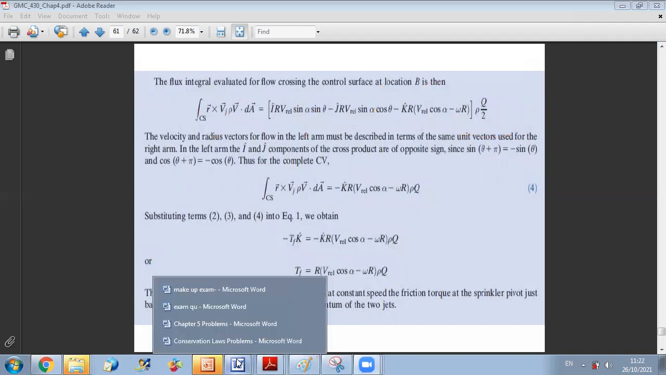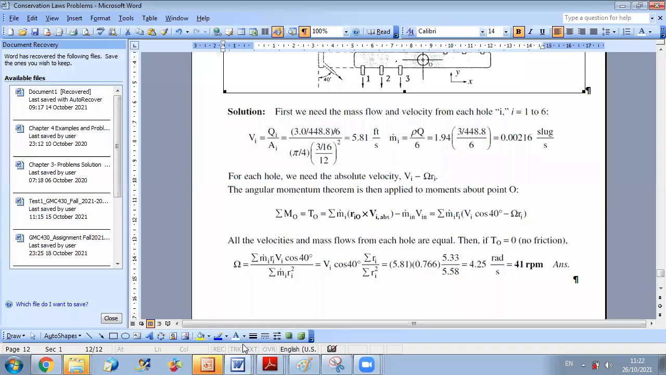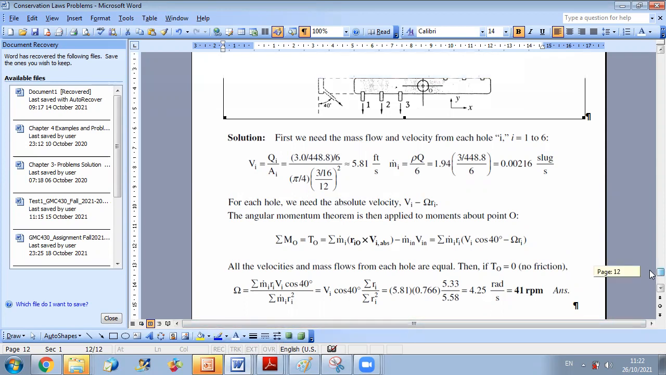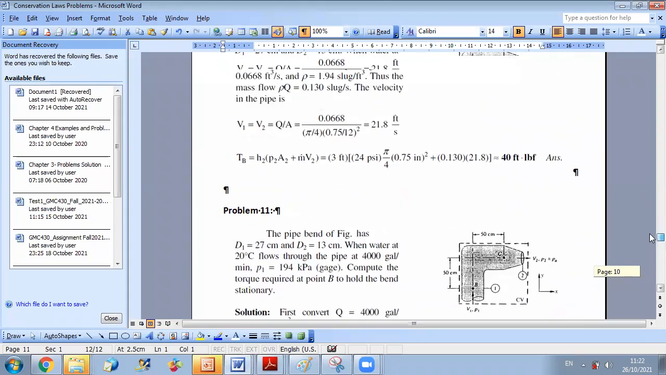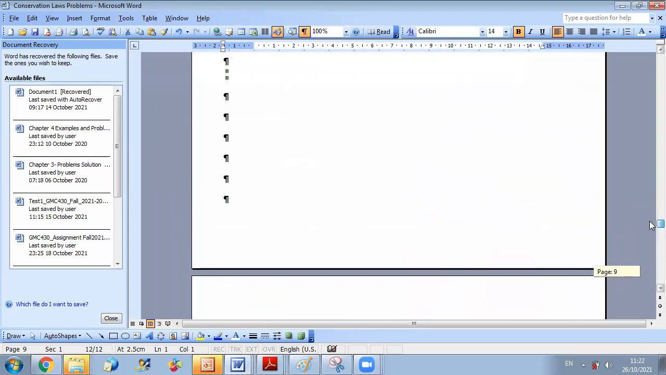I already posted for you problems on the different conservation laws, the continuity equation, and the linear momentum equation, okay? And now we'll do problems on the case of angular momentum. So let us consider the following problem first.